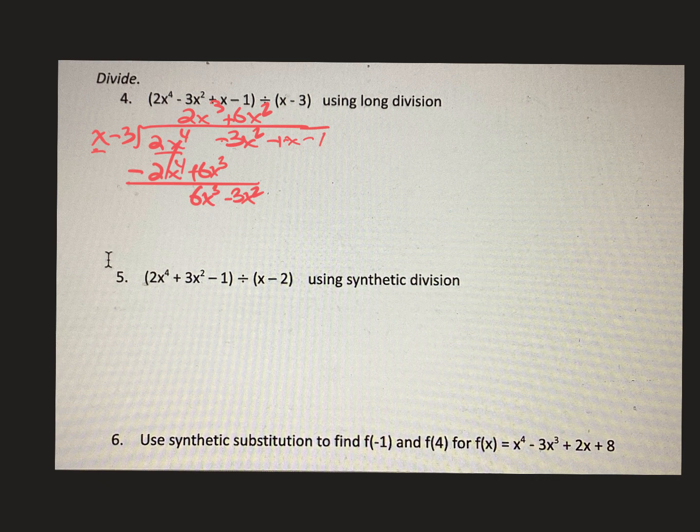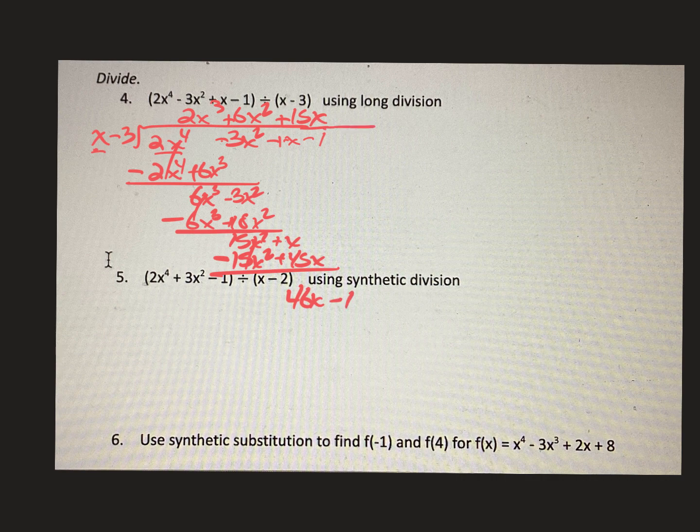Multiply everything in the front. That's going to be 6x cubed minus 18x squared. Draw the line, change the signs. That's gone. That's 15x squared. Bring down the x. How many times does x go into 15x squared? This is a long one. 15x. Multiply that by everything in the front. I get 15x squared minus 45x. Draw the line, change the signs. That's gone. That gives me 46x. Bring down the 1. Almost done finally.